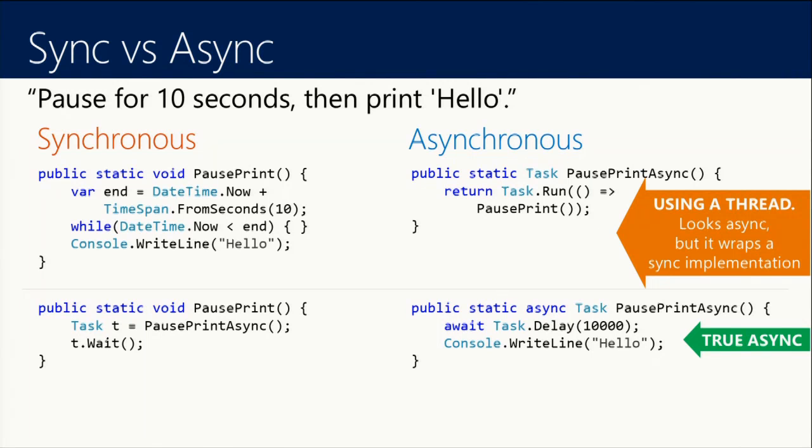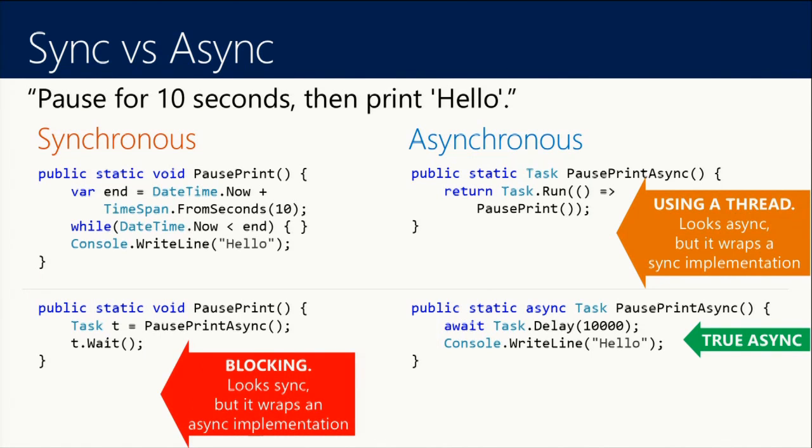Let's look at the final quadrant, pause print down here. What this is doing is it does task T equals pause print async. So it's kicking off my true async implementation underneath, but then it's just waiting for it. It's doing a blocking call, blocking the thread until the async implementation is finished. This one's also pretty fishy. I mean, it looks synchronous, it smells synchronous from the outside from looking at its signature, but under the hood, it's using asynchronous techniques.